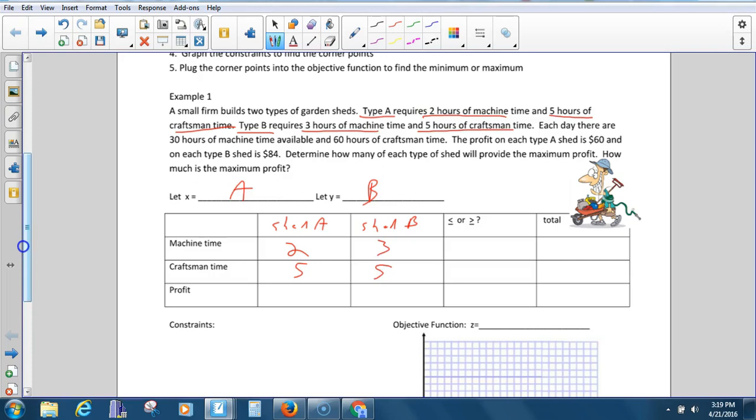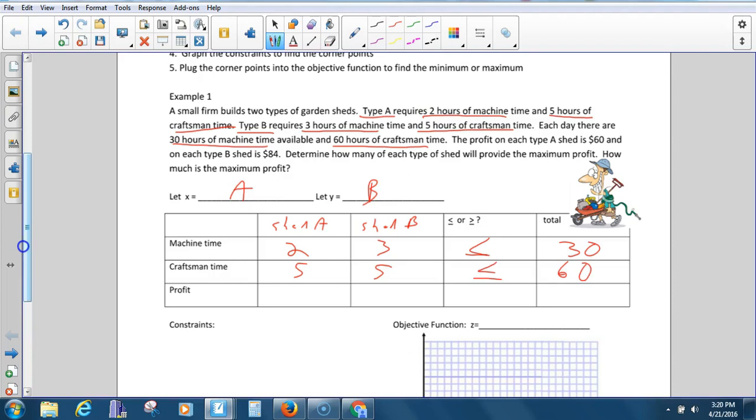Each day there are 30 hours of machine time available. That's it. That's all they have in the day. So it has to be less than or equal to that amount. They can't go over. And same thing with craftsman time. It's 60 hours, and that's the maximum. They can't go over that. So the amount of time spent has to be less than or equal to 60 hours.